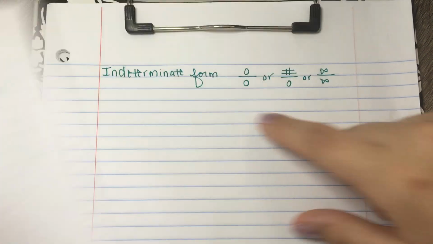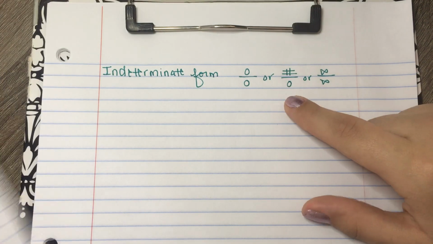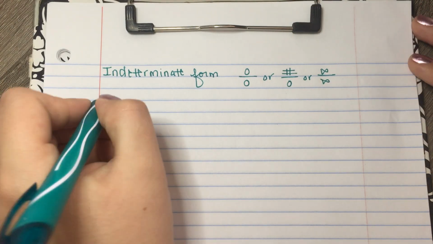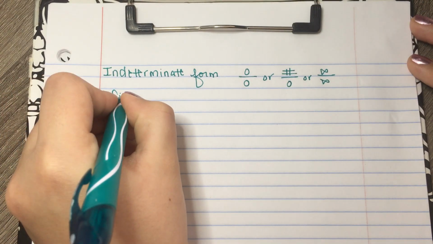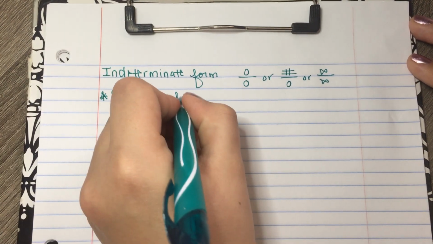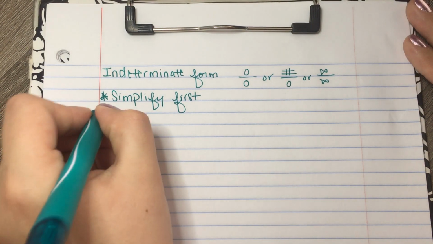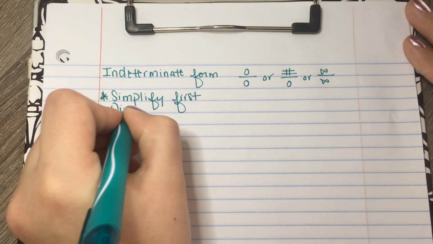If I got 0 over 0, that's what we call an indeterminate form. If I got 16 over 0, that's indeterminate form. And whenever you have indeterminate form, your goal is now going to be to simplify first. So that's the only difference: when you directly substitute and you get indeterminate form, you want to simplify first and then do direct substitution once you've simplified.